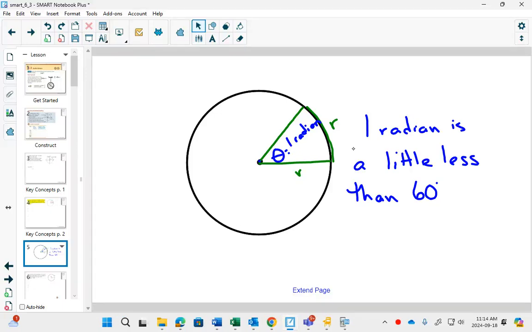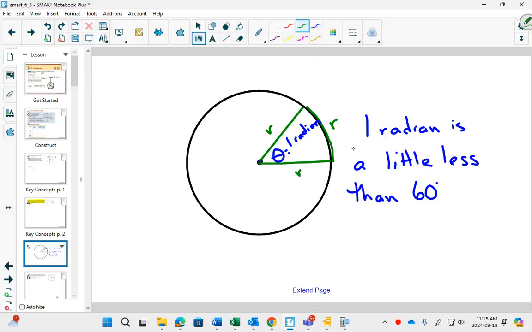So to recap, 1 radian is a little less than 60 degrees because if I took an equilateral triangle, which has all the sides the same, and I bent the one side a little bit so that it matched up the same curvature as the circle, that would make that angle a little bit smaller. So now we have an estimate that 1 radian is a little bit less than 60 degrees.